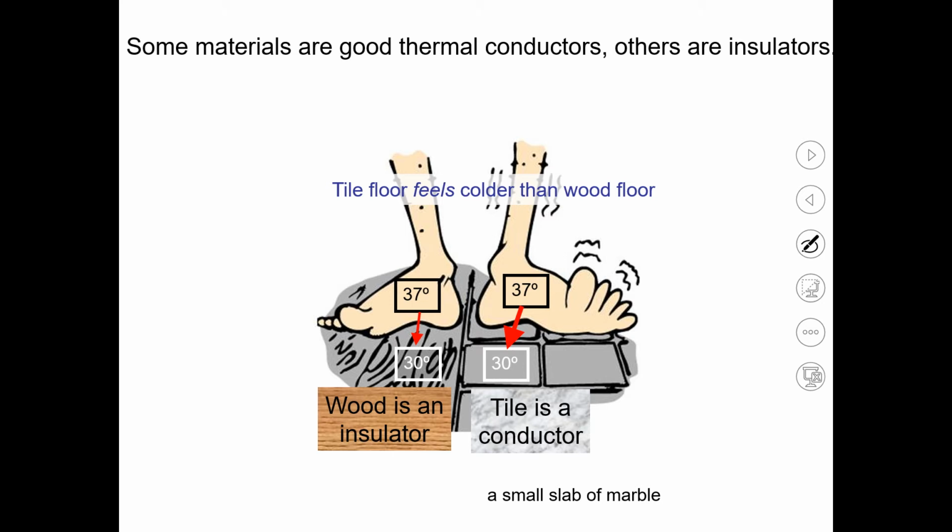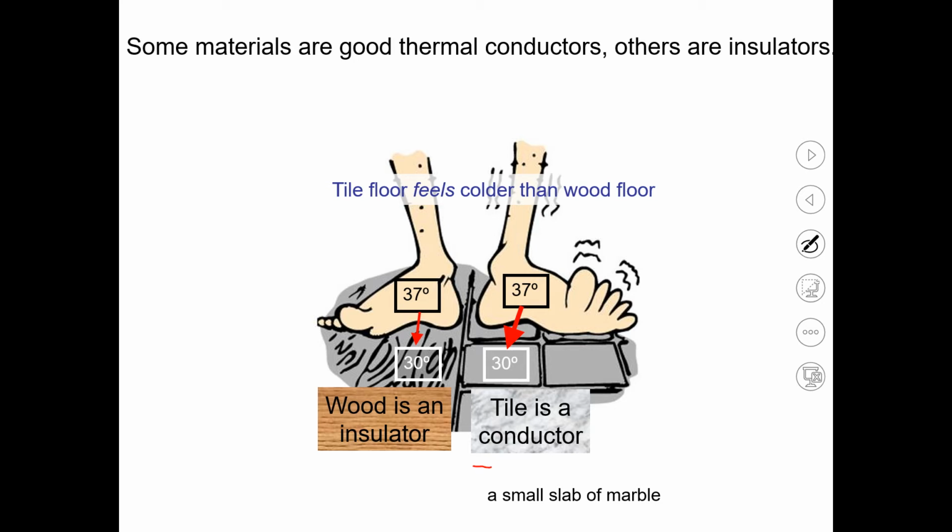Some materials are good thermal conductors, others are insulators. It means some of them transfer the energy, which is good. Some of them do not transfer the energy. It means insulator. Tile floor feels colder than wood floor.